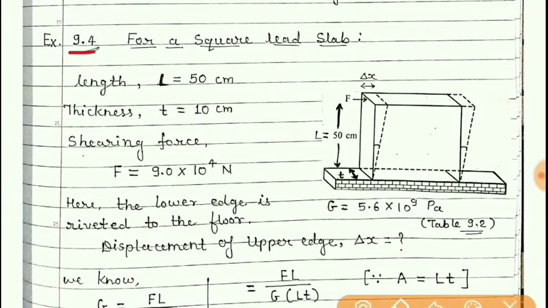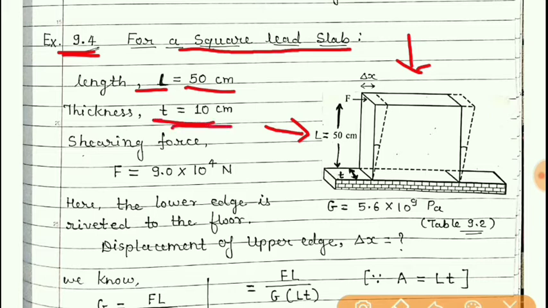Now example number 9.4. Here a square lead slab is given. You can see that in the figure, whose length is 50 centimeter, that is shown here, and its thickness is 10 centimeter. You can see the thickness here, and the force applied, you can see a tangential force. That force applied is also given, which is 9 into 10 raised to 4 Newton.